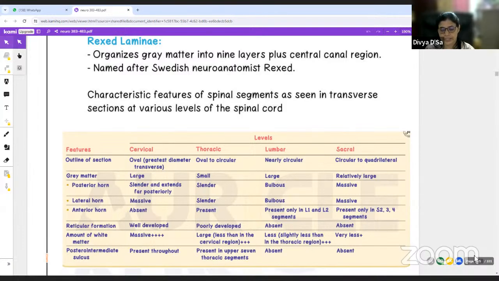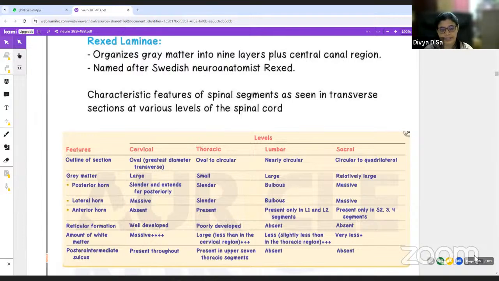First, the outline of the section, how it looks. In the cervical, it is oval. Thoracic, it is oval to circular. Lumbar, it is mainly circular. And in sacral, it may be circular or quadrilateral. The sacral segments are basically larger.